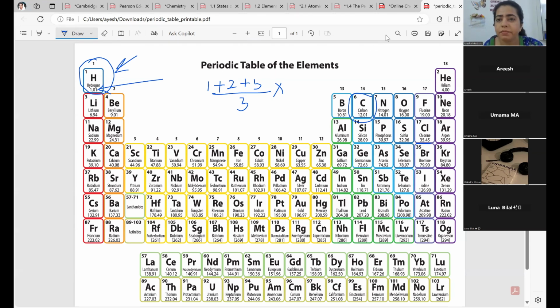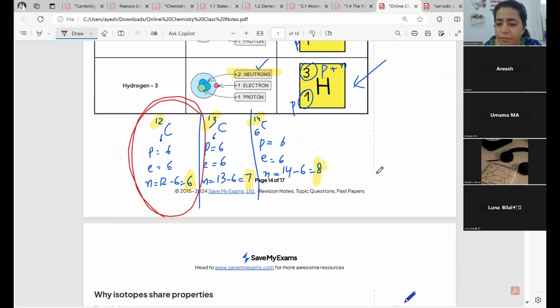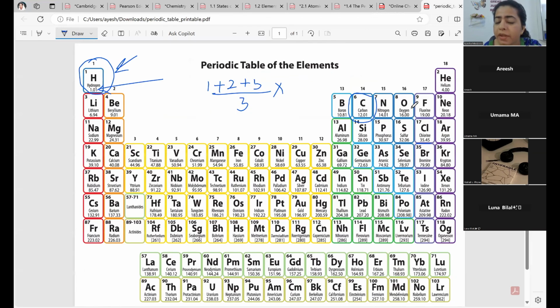Miss, one question. Miss, oxygen, if you go back to the periodic table, oxygen and fluorine have whole numbers. Why did they choose carbon, even though it had decimal numbers, and the others had whole numbers?